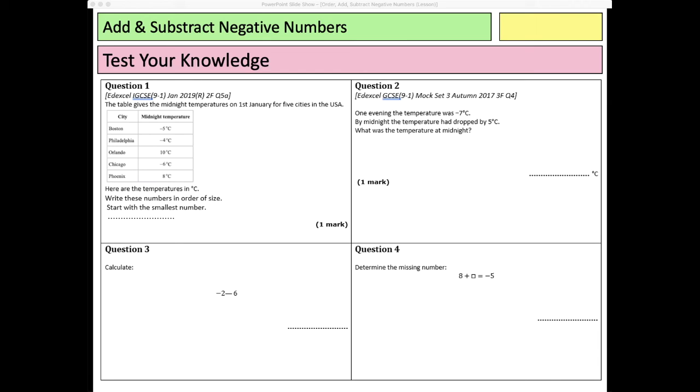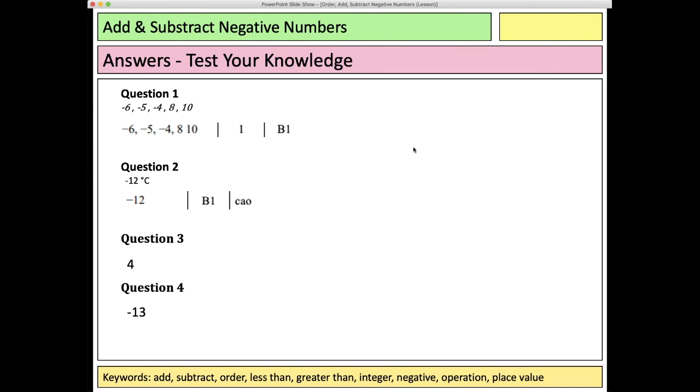Okay, so we've got 3 different sections here. We've got, oh, sorry, just mark those first, my fault. So mark those in your book, see how you got on.